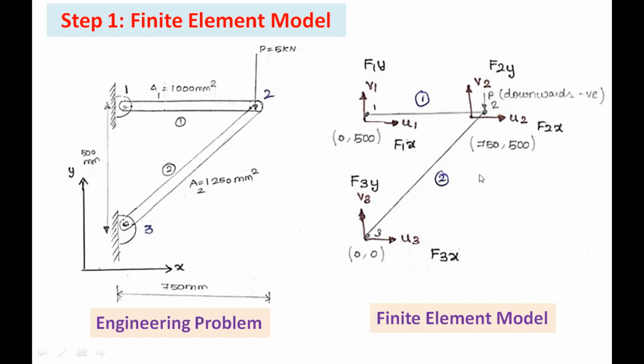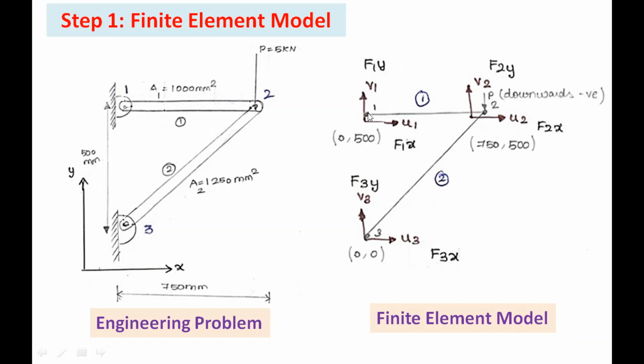Now first we are going to find the element coordinates in the global coordinate system. We have to take the left bottom point as the origin. Node number 3 is given as 0, 0 mm. Node 1 will have the coordinate 0, 500. Node 2, the geometrical coordinates will be 750, 500 like this.